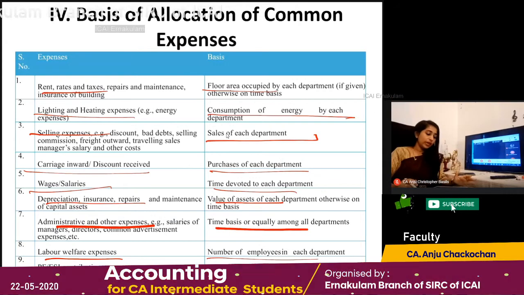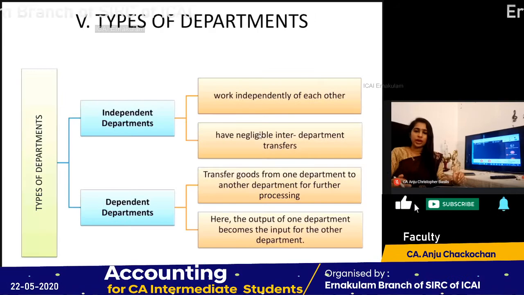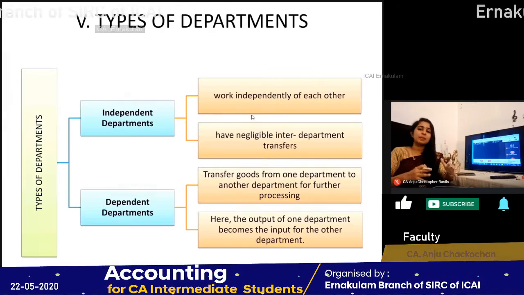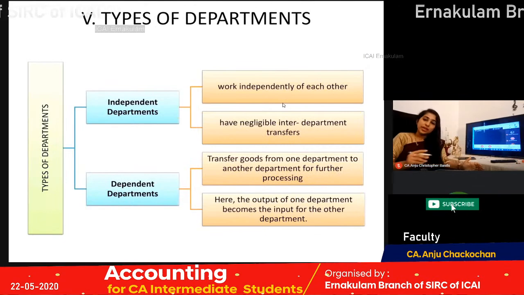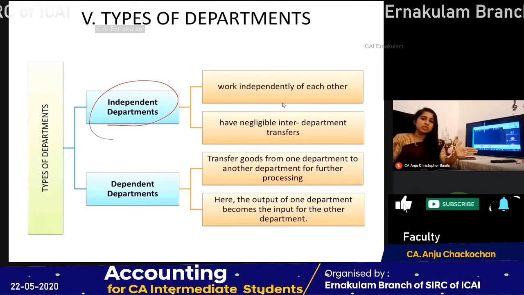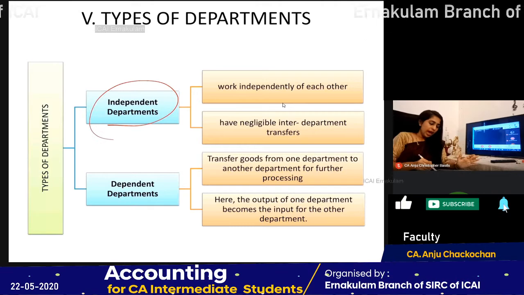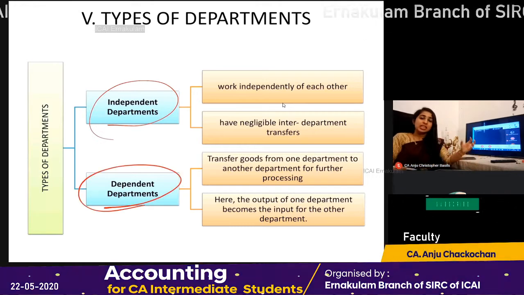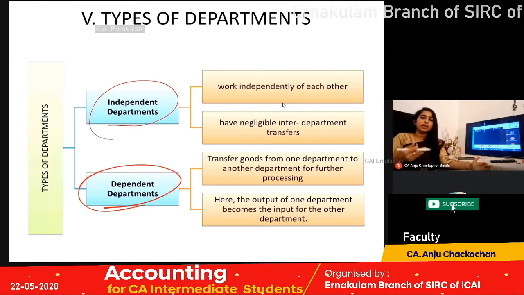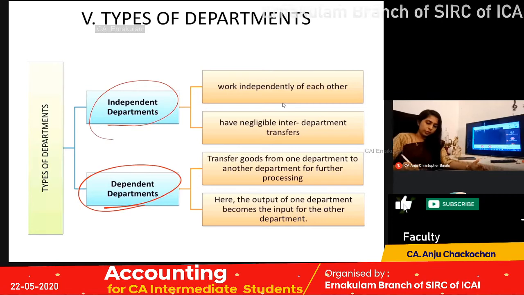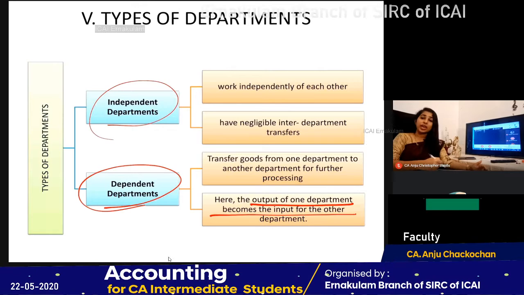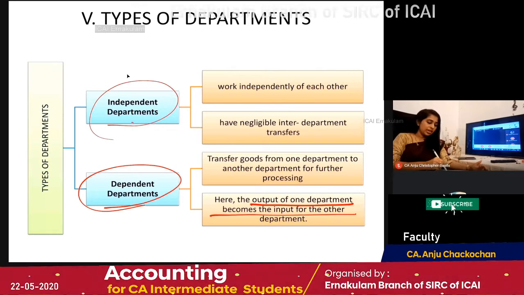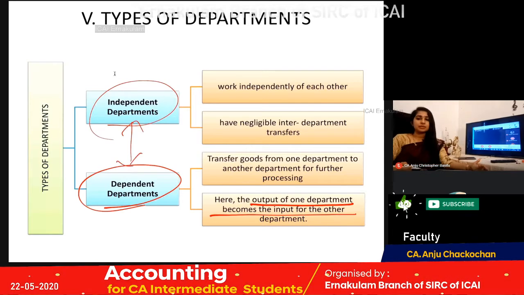And then we learned about the different types of departments. One was independent department and the other one was dependent department. In the case of independent departments, we say that they are self-sufficient units. And in the case of dependent departments, the output of one department becomes the input of the other department, and hence we have 2 major classifications: independent departments and dependent departments.